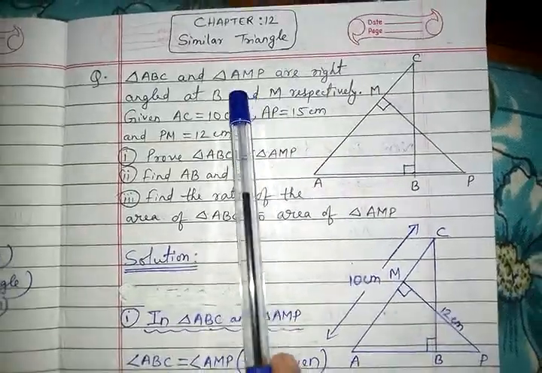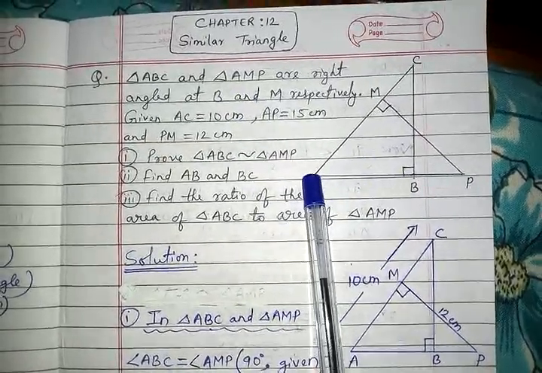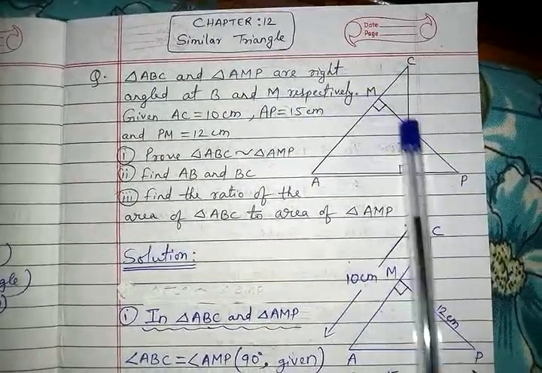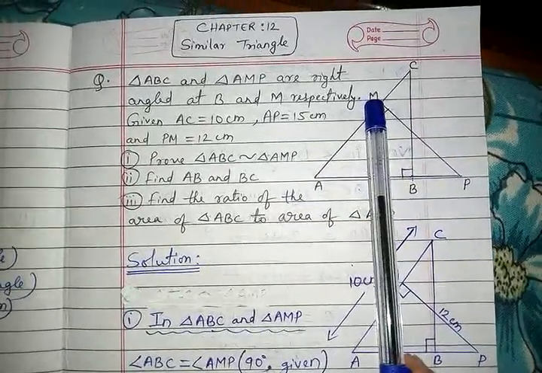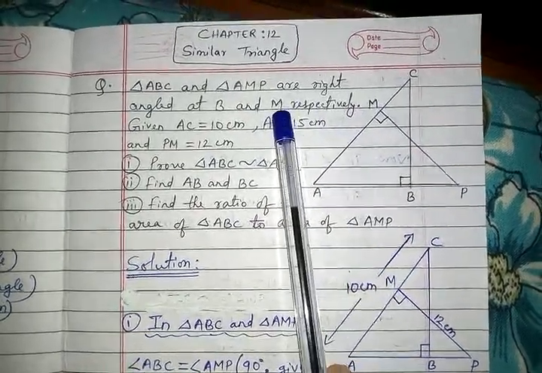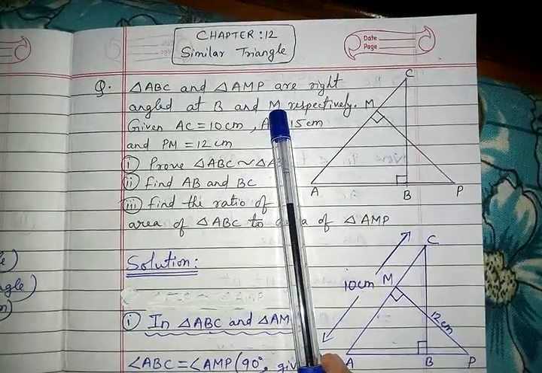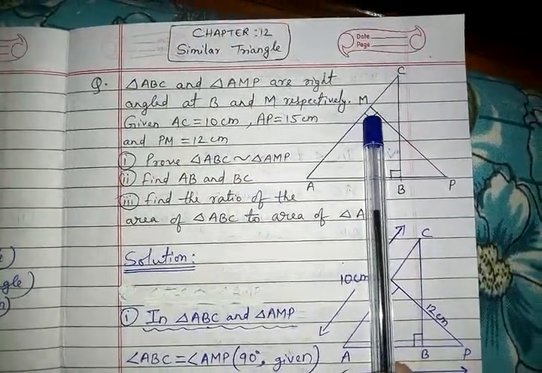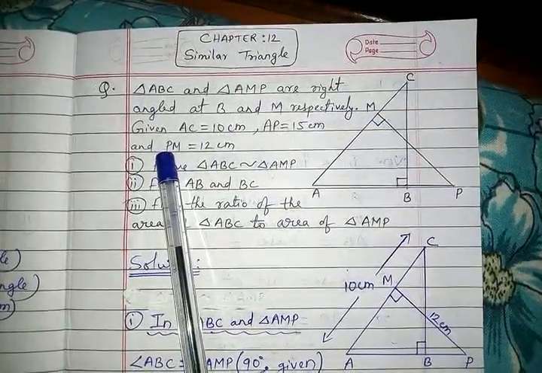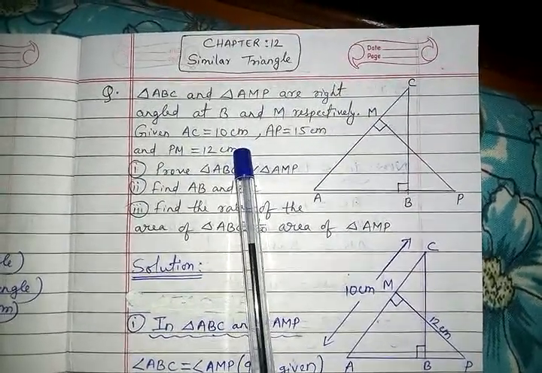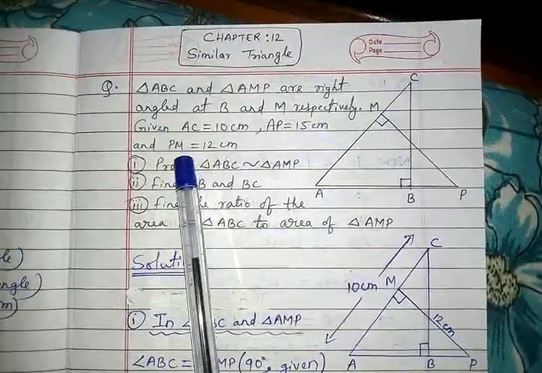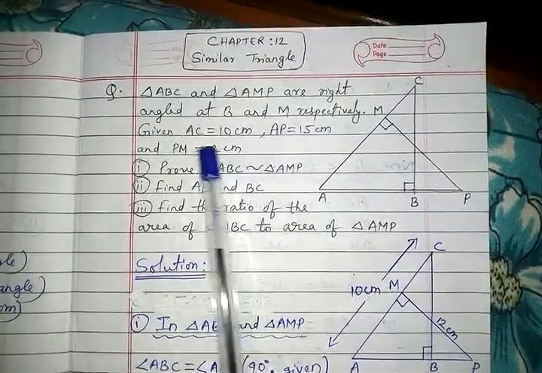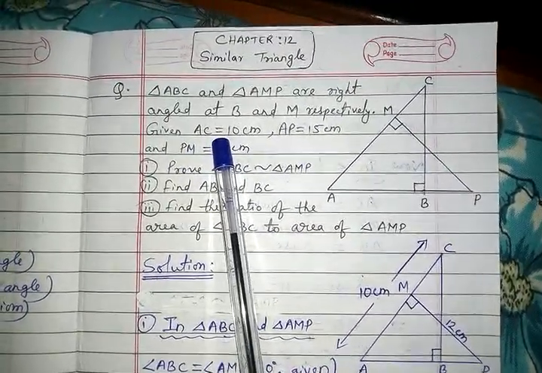And the second triangle is triangle AMP. AMP. So this is just lying here like this. This is AMP, the second triangle, and the right angle, that is 90 degrees, is at M. So you can see the symbol is there. So this is 90 degrees at M. Given AC is 10 centimeters, AP is 15 centimeters, PM equal to 12 centimeters. So all these values we will write in the solution.